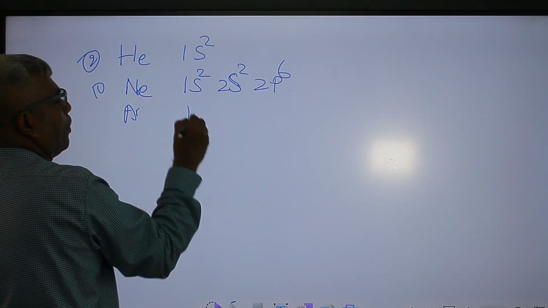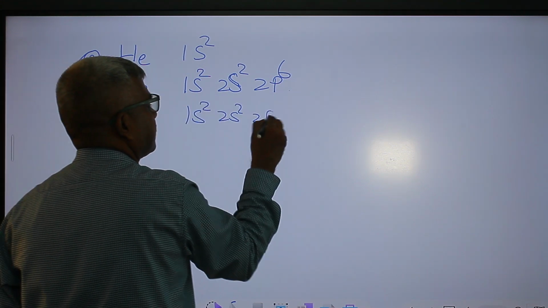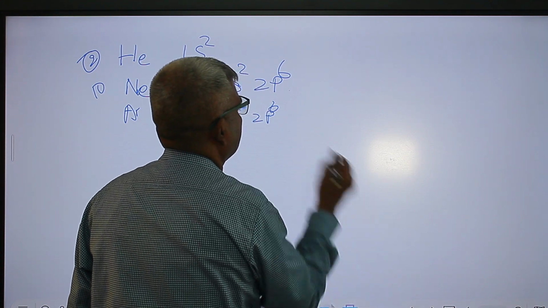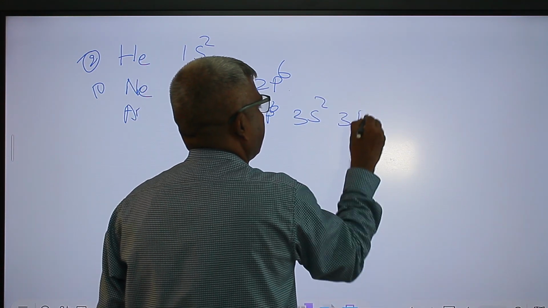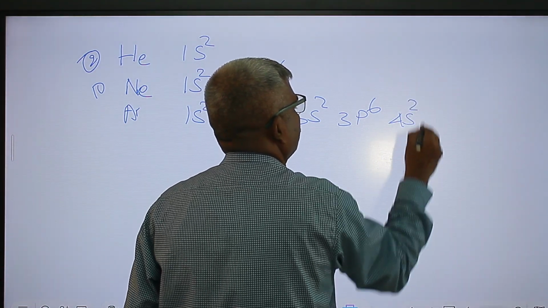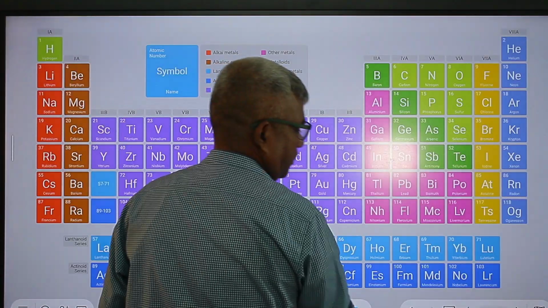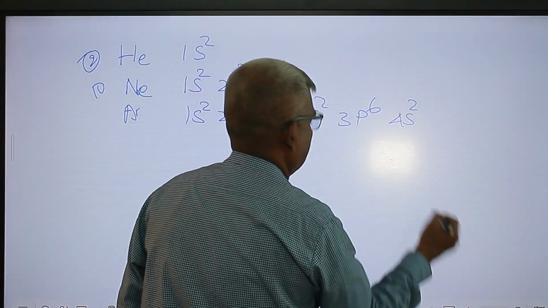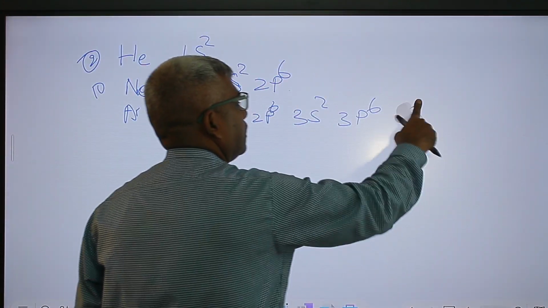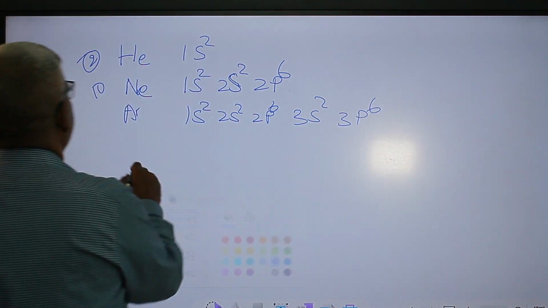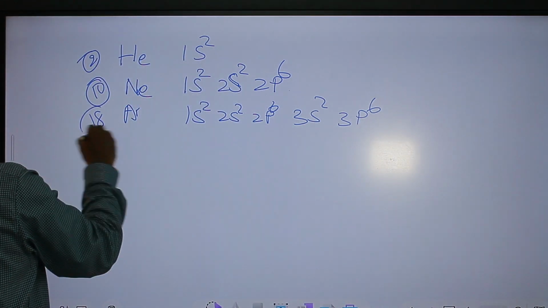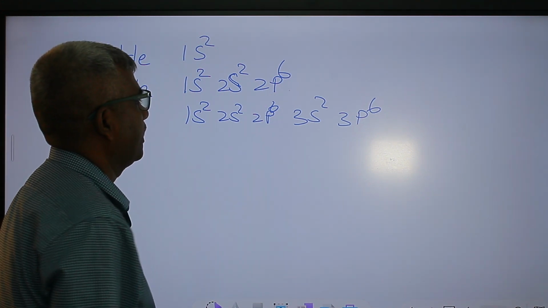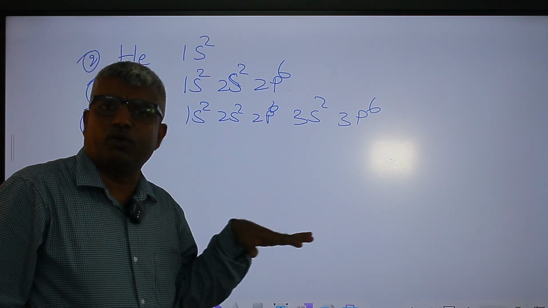Argon: 1s2, 2s2, 2p6, 3s2, 3p6. Memorize it until now. Why am I focusing on electronic configuration?